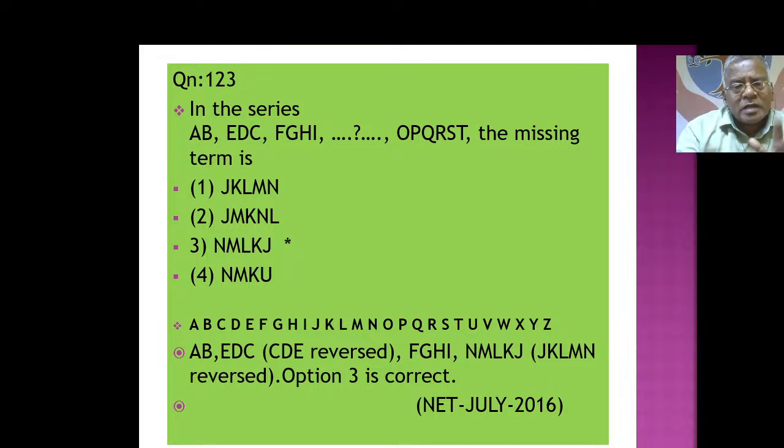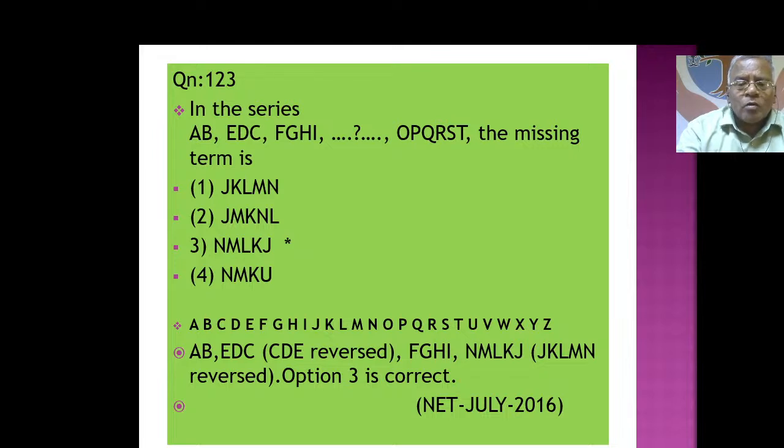Now, the third term is usual: F, G, H, I. So, what should be the next term? What are the letters next? J, K, L, M, N. It should be there. But given the clue in the series, the second term becomes a reverse, isn't it? In the same manner, you must reverse the letters, that's all. Just see the example: AB, EDC, FGHI.